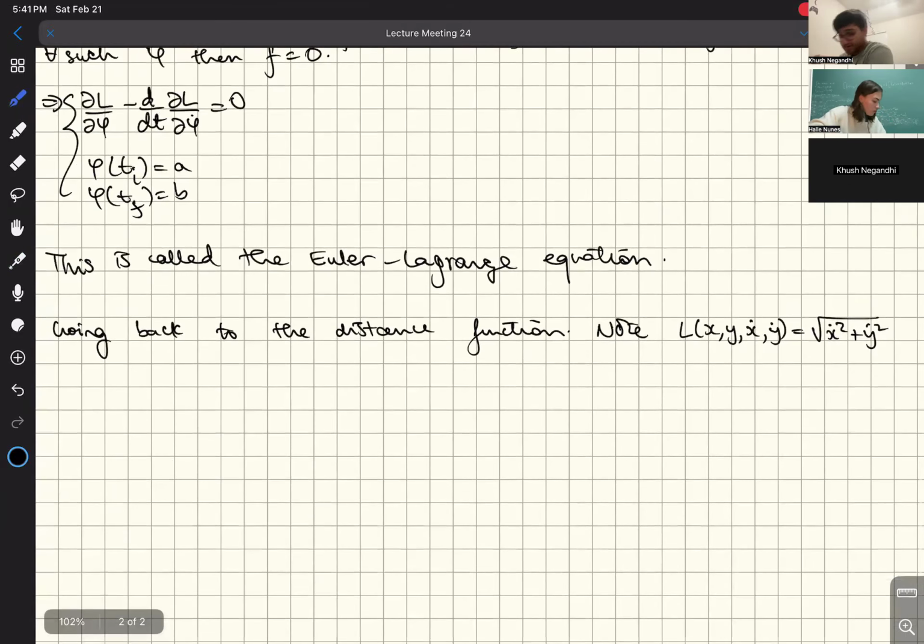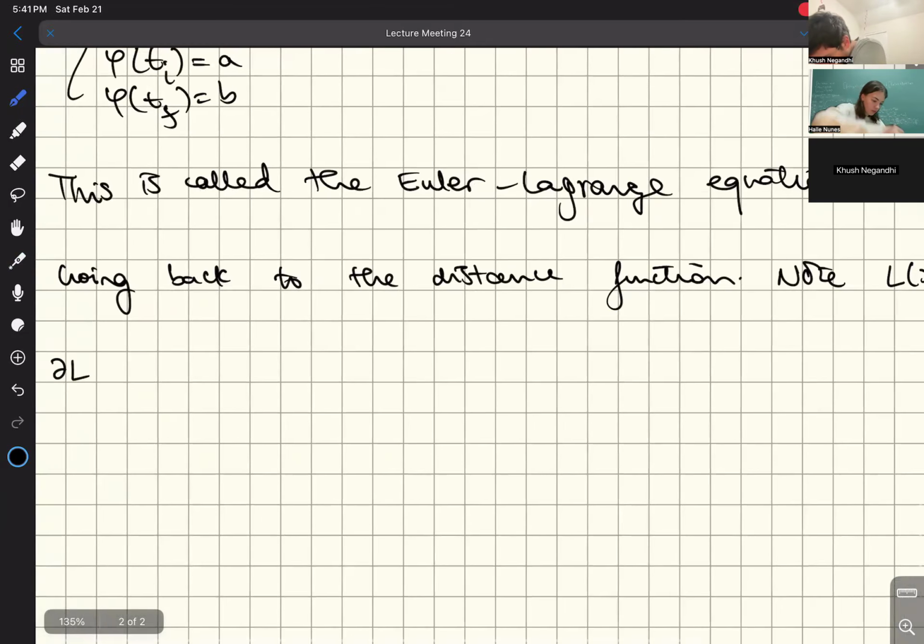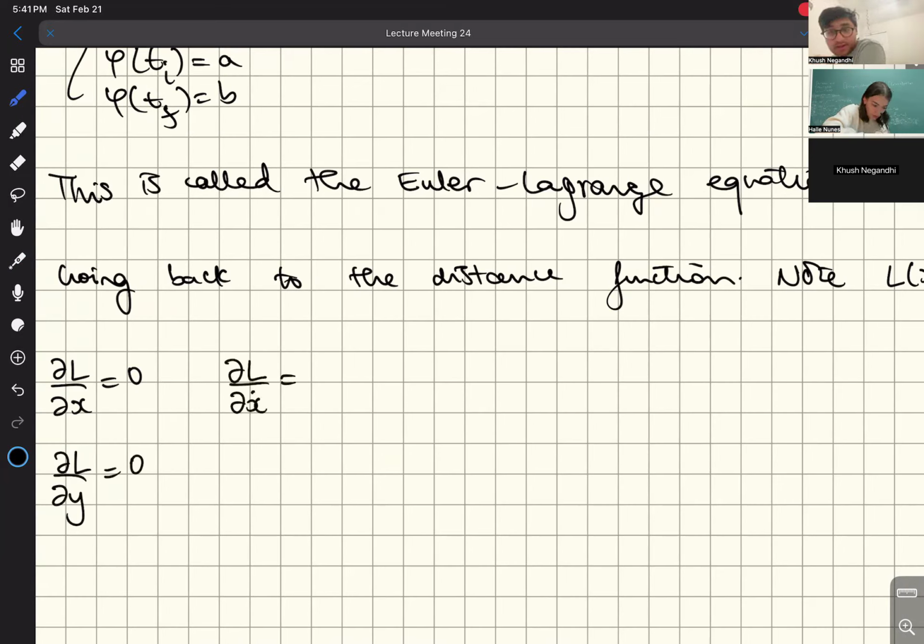So let's just find the Euler-Lagrange equations really quickly. First we have to compute partial L partial x, but that's zero. Partial L partial y is also zero. Partial L partial x dot is, what is it? It's x dot times x dot squared plus y dot squared to the negative 1/2.